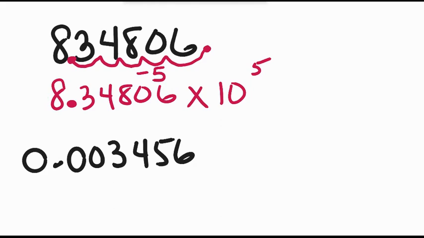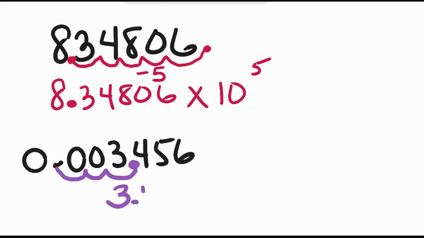So let's look at another one. I'm going to take a small number. So this one's in standard notation. We're going to turn it into scientific notation. All right. So that means that the number has to be between 1 and 10. So again, I'm going to move this decimal place. 1, 2, 3. Notice I move it here because 3 is between 1 and 10.